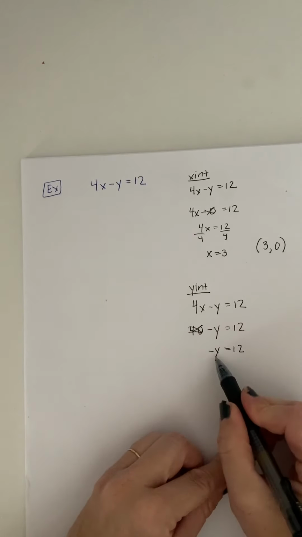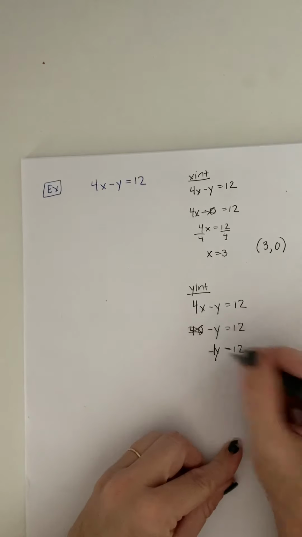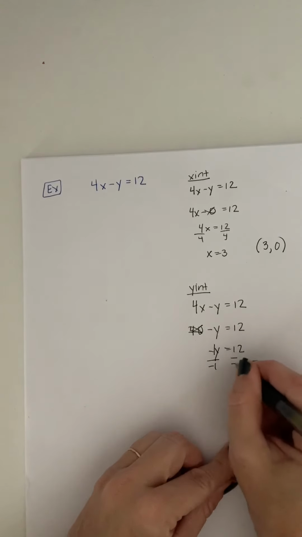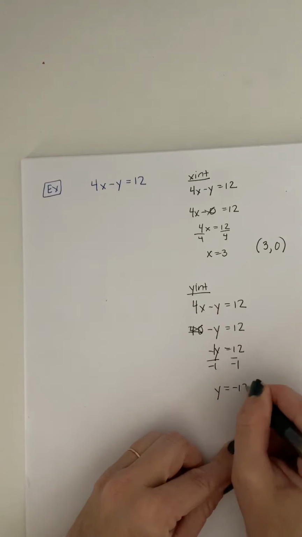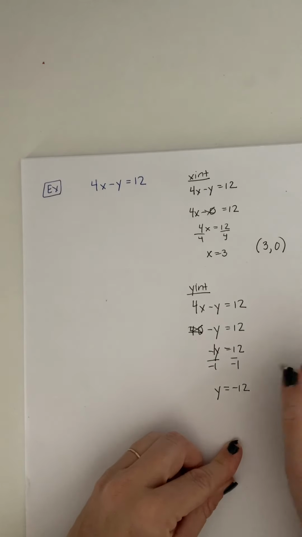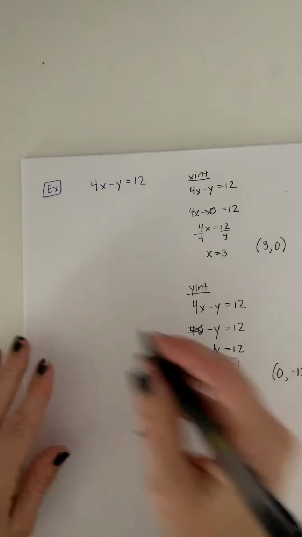Be careful. What's in front of that y? It's not just negative, it's like a negative 1. So I have to divide both sides by negative 1. So y will equal negative 12. So for the y-intercept, 0 comes first. We plugged in 0 for x, and negative 12 is the y. We graph it.